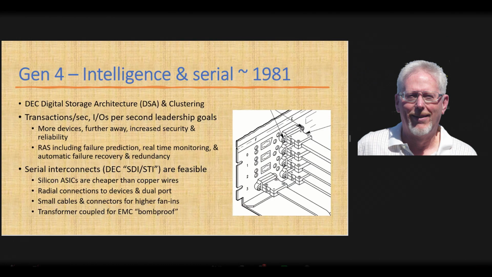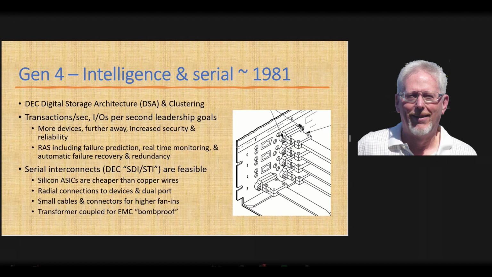Generation 4, intelligence and serial comes in. DEC migrates from mass bus into digital storage architecture and clustering. The whole goals are really performance and reliability in large data systems, data integrity. The serial interconnects became feasible because silicon became cheaper than copper and the performance was there. Serial connections to devices enabled very small cables and connectors for higher fan-ins.